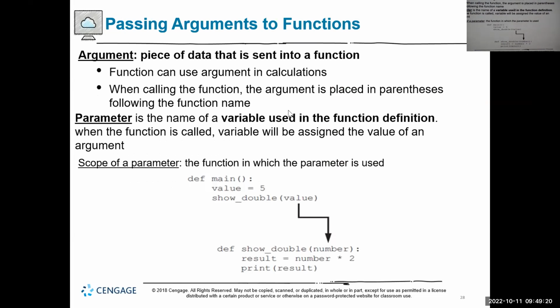Okay, so the argument again, that's the definition of argument and parameter, and you know that already, right? A parameter is a variable when you define the function. So in this example here, number is a parameter. But when you call show double with a value here, that means you are passing the value 5 into the parameter number, and when you call the function you are passing the number into the parameter.